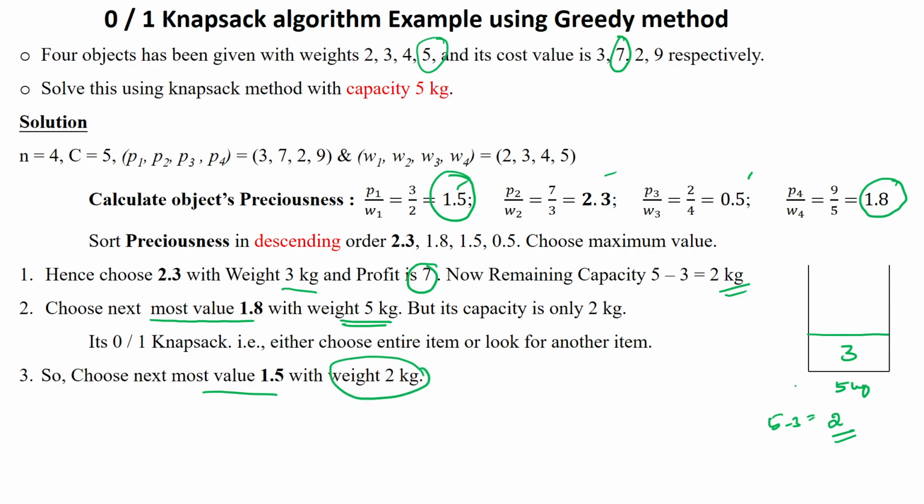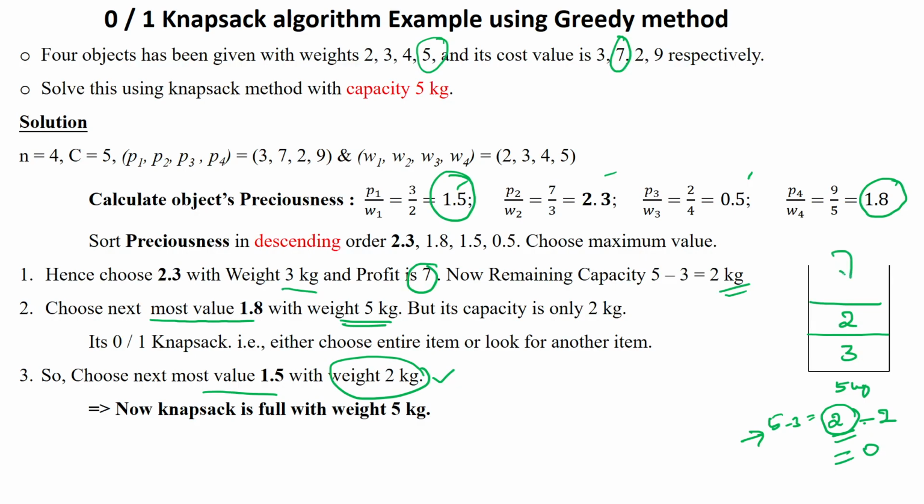We check these 2 kilograms against the remaining capacity of the knapsack. Two kilograms are remaining and the selected item is also 2, so we can add that 2 kilogram item into the knapsack. Now subtracting, the knapsack's remaining capacity is 0. So now the knapsack is full.